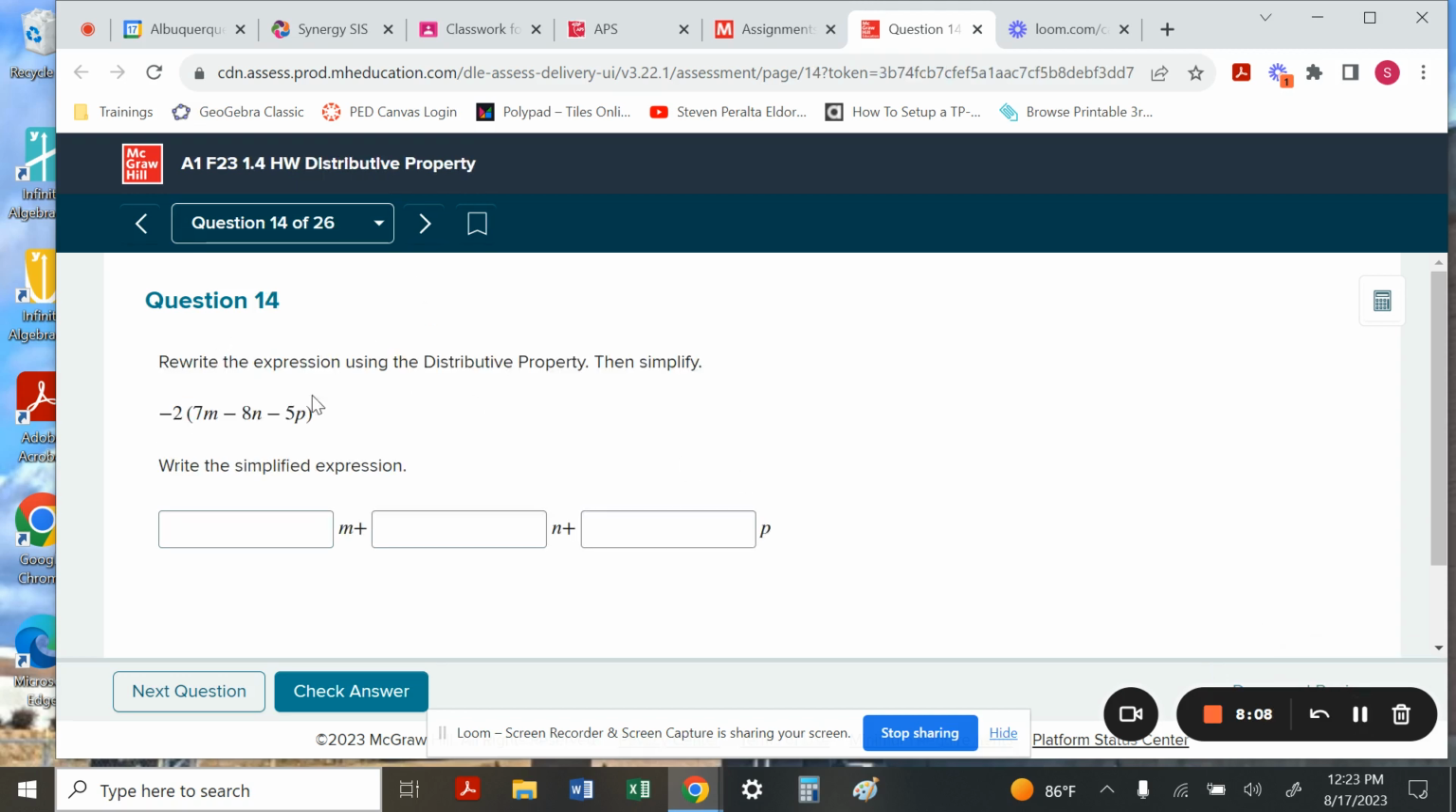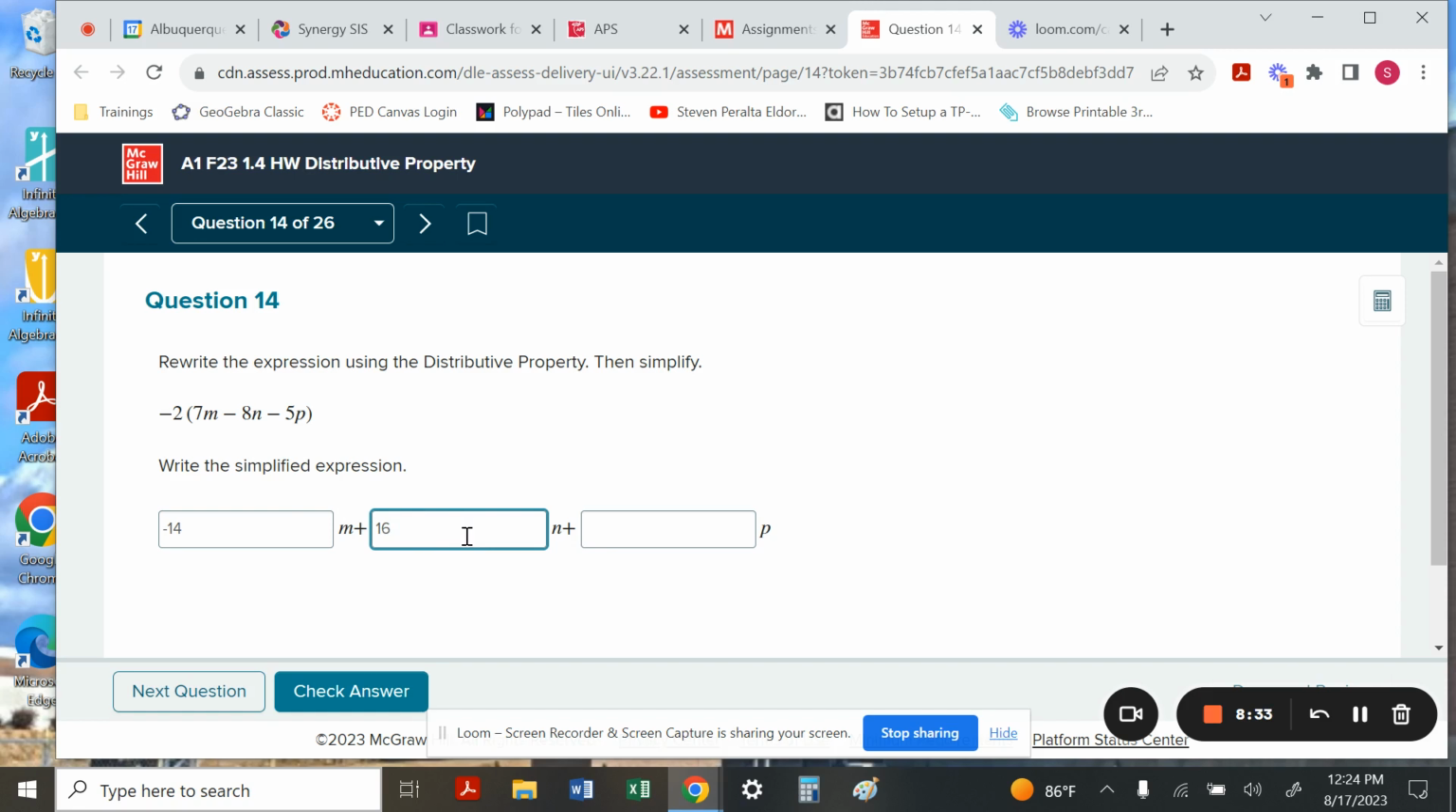Okay, so here is a problem that we have, and I just wanted to show you how they write it out here. So notice that I have an M, an N, and a P, and all they want you to do is use the distributive property. So we're going to multiply through. So I would have negative 14, because negative 2 times 7 is negative 14. Negative 2 times negative 8 is positive 16. I don't have to put a plus sign there because the plus sign's already there.